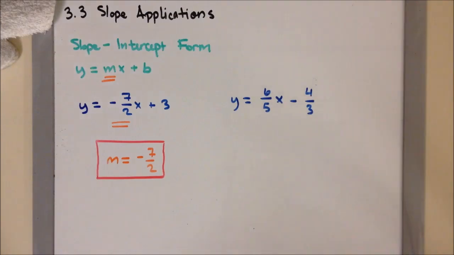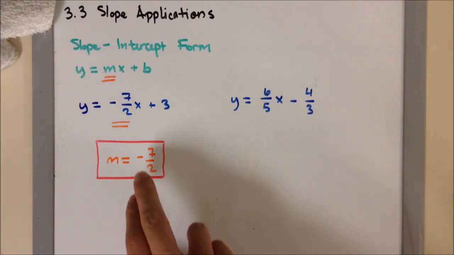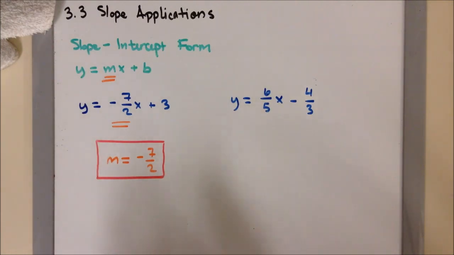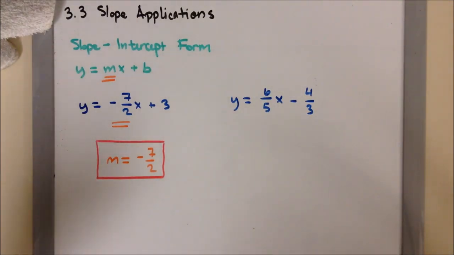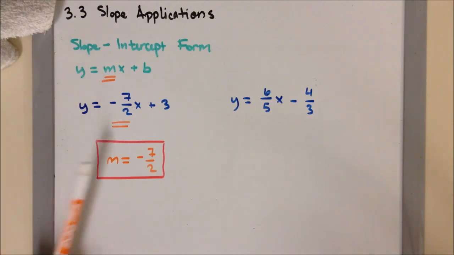And again, as you take a closer look, notice how I only wrote the number. I didn't include x in the slope. As I stated before, m should only equal a number, meaning there should be no variable whatsoever. So my slope is just a number, which is negative 7 over 2.